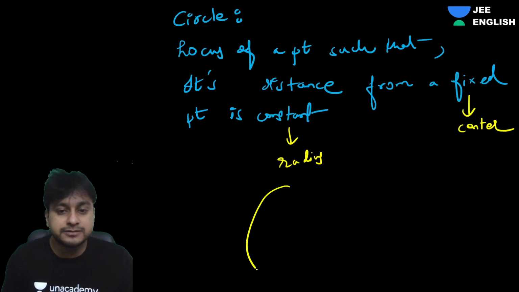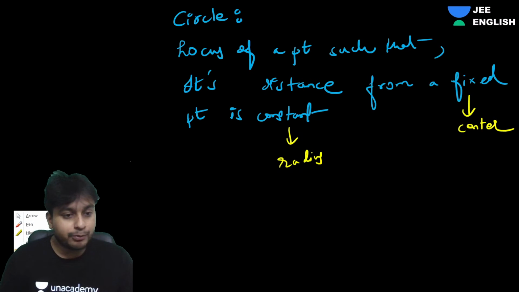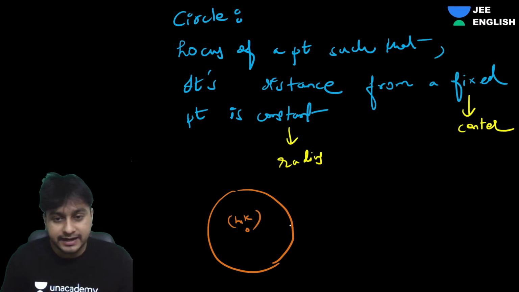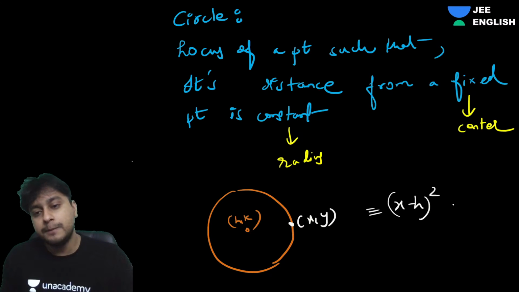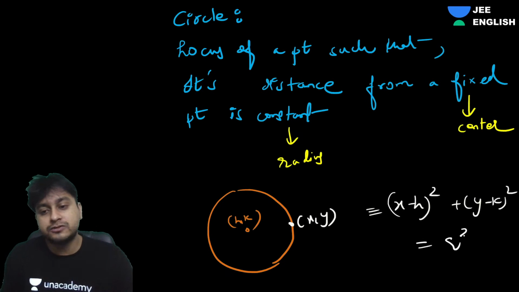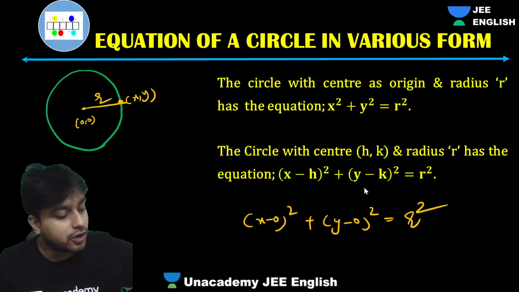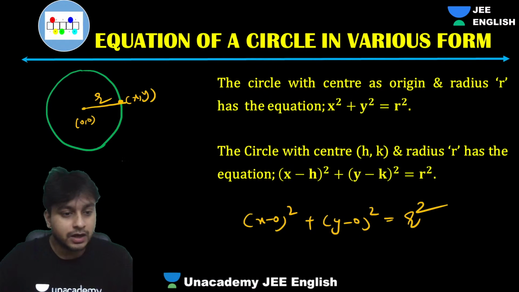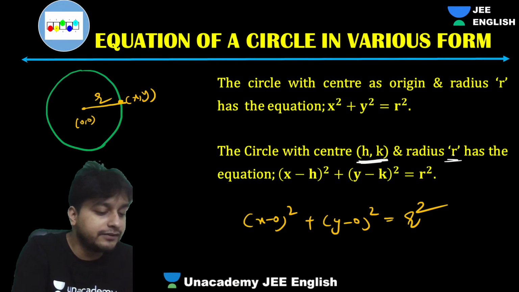Sometimes your fixed point can be any random point. Let's take the point as some h comma k. Let's suppose we have a fixed point called h comma k. Now we have a point moving in the plane, some x comma y. What will be the distance formula? x minus h whole square plus y minus k whole square will be equal to r square. Understood? That's the reason why this is also the equation of the circle with center h comma k and radius r. So do not forget that the circle's center is h comma k and radius is r. This is nothing but giving you the equation of the circle.